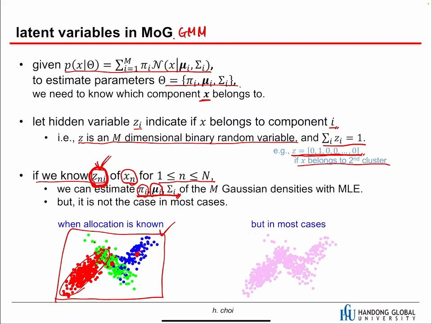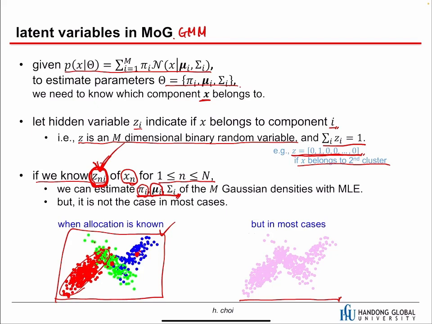So if this is the case, then life is easy, but it is not the case in most cases. In most cases, we have samples in this way. So we have no idea about this one. We don't know which component xn belongs to.